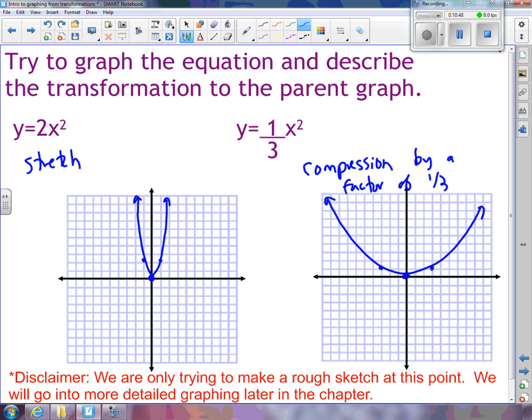I would just like to give you guys a disclaimer that here we are only trying to make a very rough sketch of the graph. We will go into a more detailed graphing later in this chapter. I just want to give you guys an idea about how compressions and stretches work.